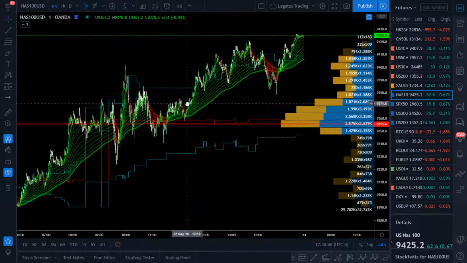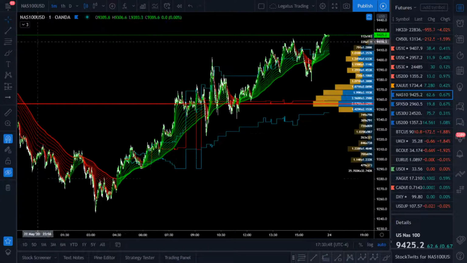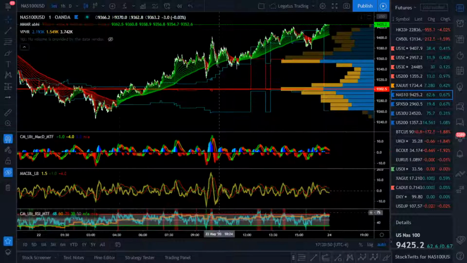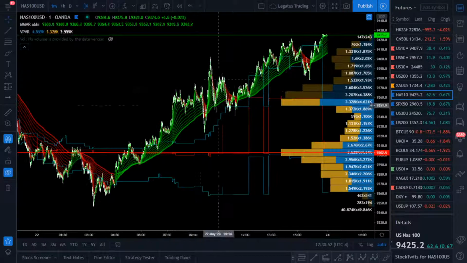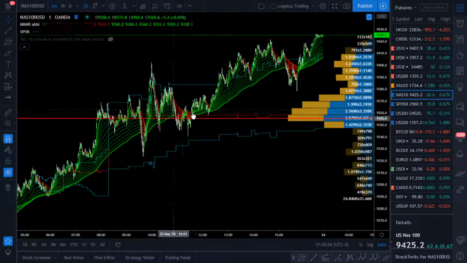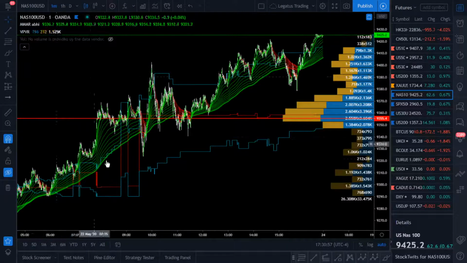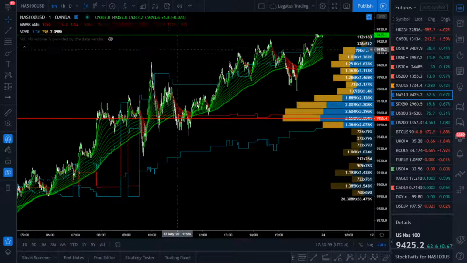Okay, perfect. So what I like to do is I actually like to gauge the distance from the mean. So for instance, in this case, we want to make sure that we're at a high point of volatility.